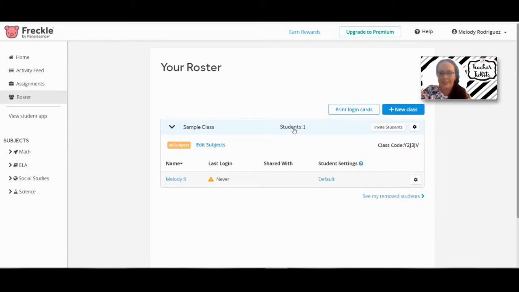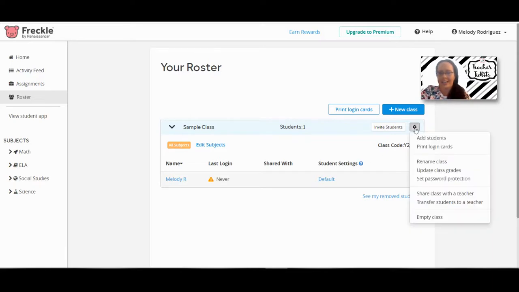At any point, if you get a new student or you need to change, for instance, if you found a typo and you need to edit a student's name, you can go ahead, click on this settings icon, and then either rename the class, add students, or even print login cards for your students to keep in their pencil boxes. That way they don't forget their password, or class code, I should say.